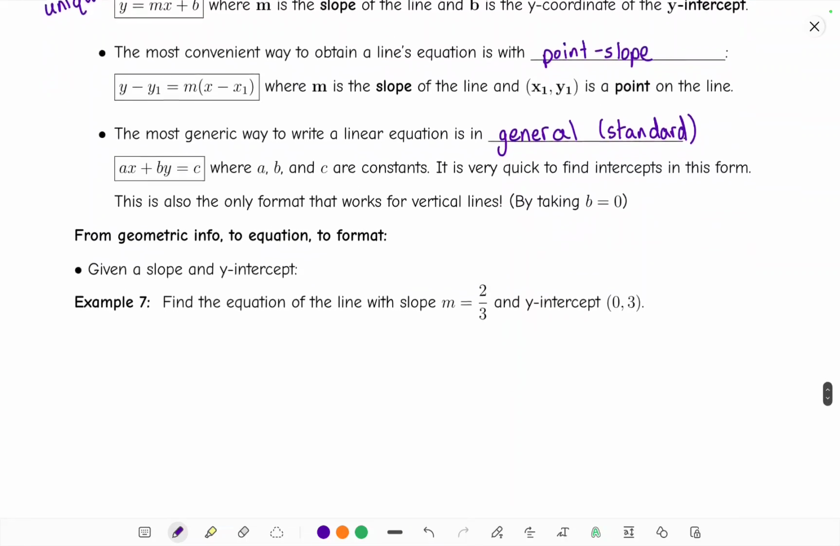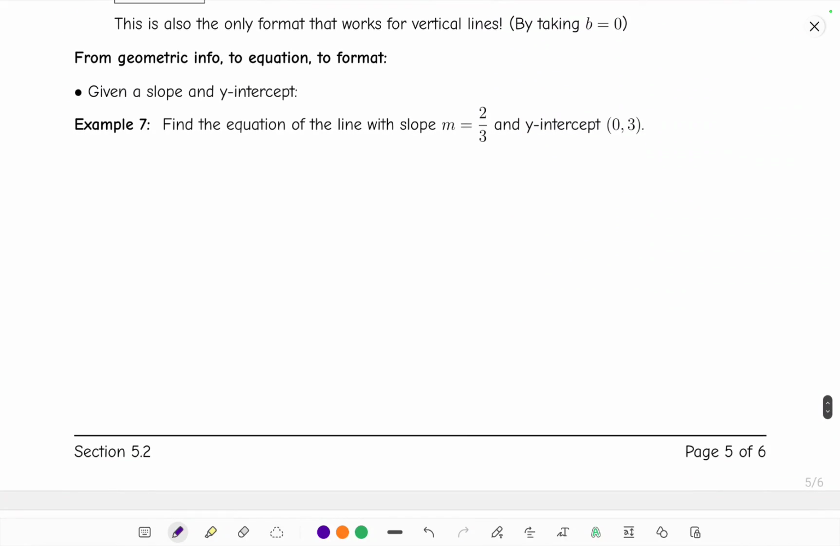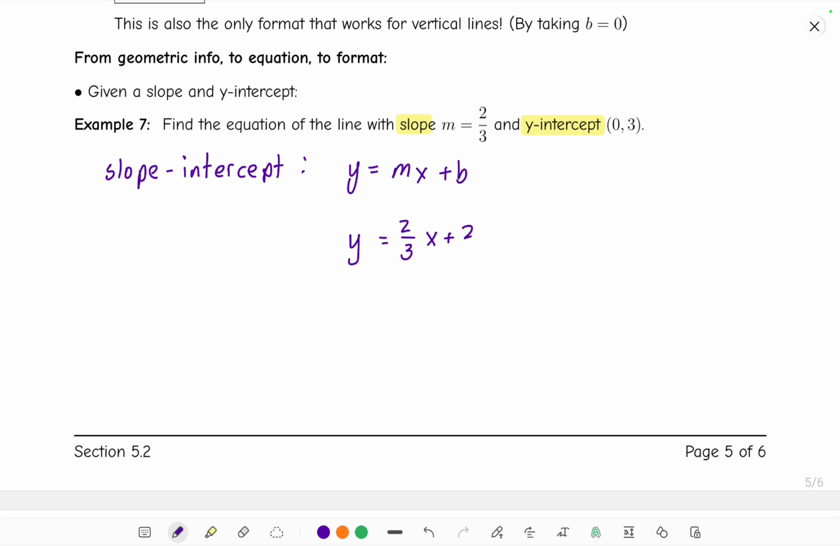Okay, so let's go ahead and practice finding the equations of lines. So find the equation of the line with slope equal 2/3 and y-intercept (0, 3). So notice how I'm given the slope and I'm given the y-intercept. Because of this, I'm going to use slope-intercept form, which is y equals mx plus b. So we get y equals 2/3 x plus 3. And there's our equation. We're done.